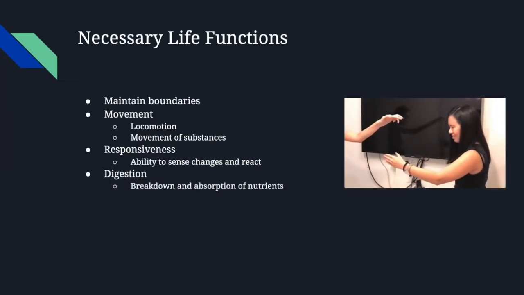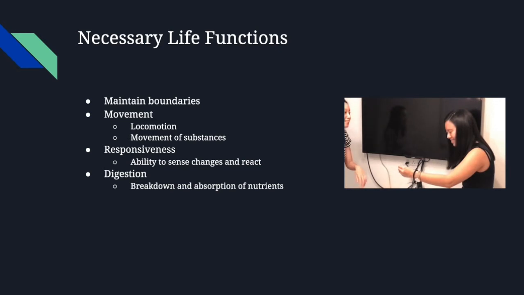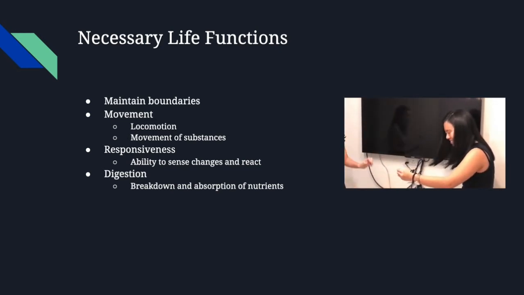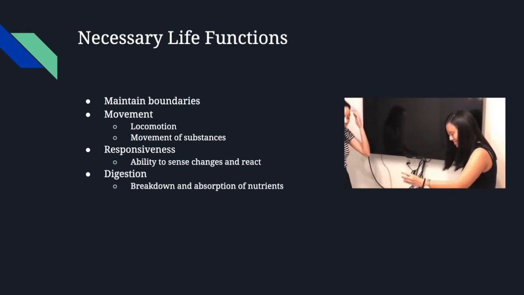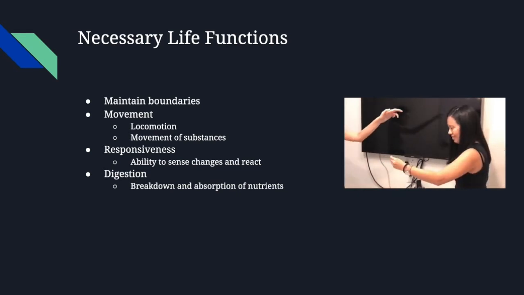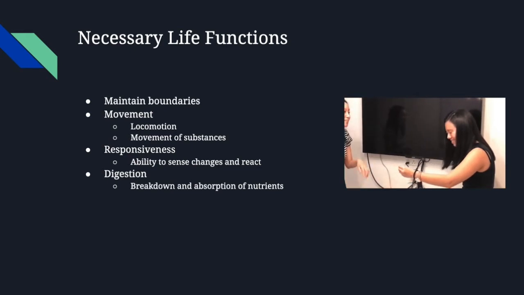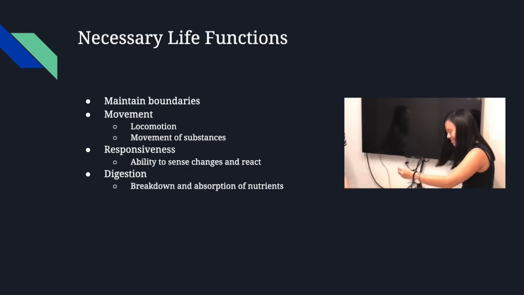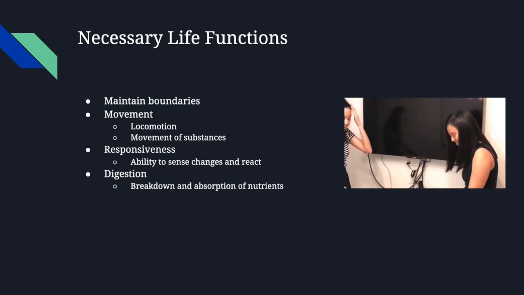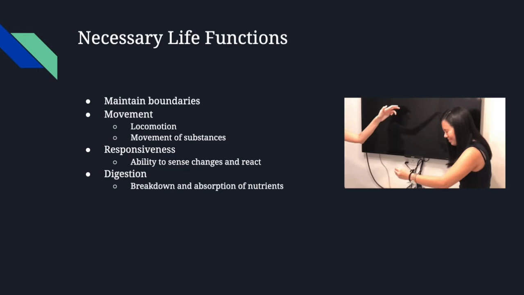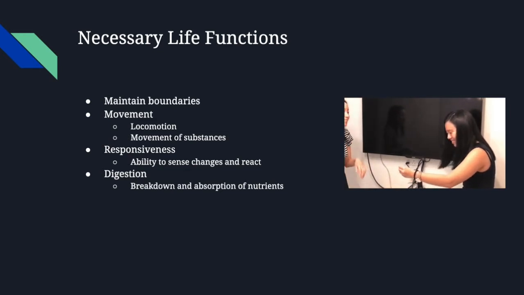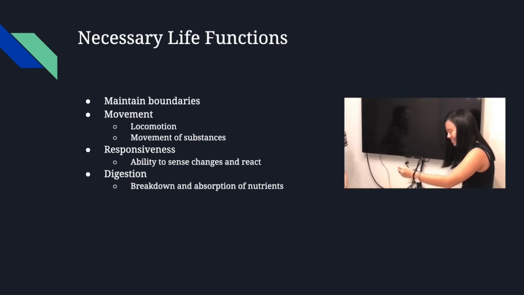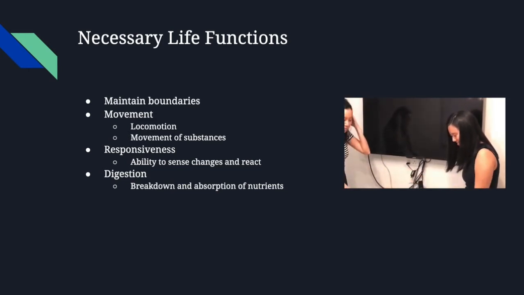So, in order for life to function properly, for our bodies to work the way they're supposed to, we're going to need to have certain things happen. One necessary life function is to maintain boundaries. We have that at the cellular level, where your cells have a plasma membrane to keep everything enclosed. You could also go larger to the entire human organism, and say that your skin maintains an external boundary.